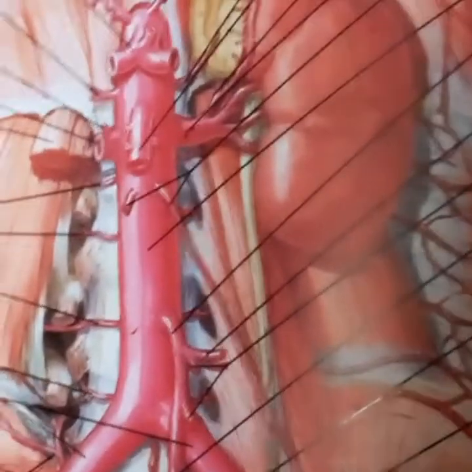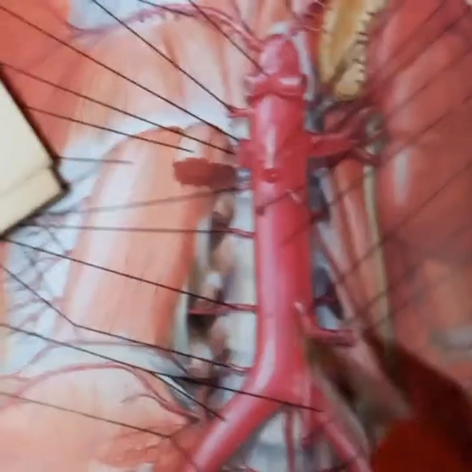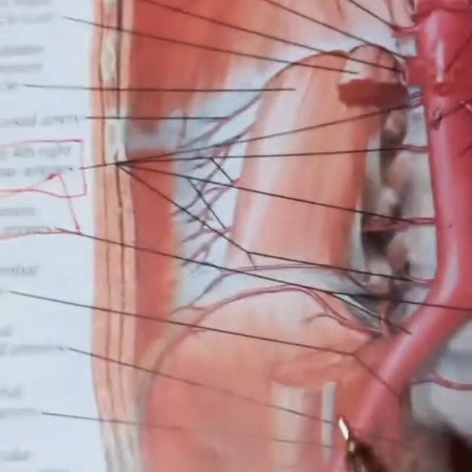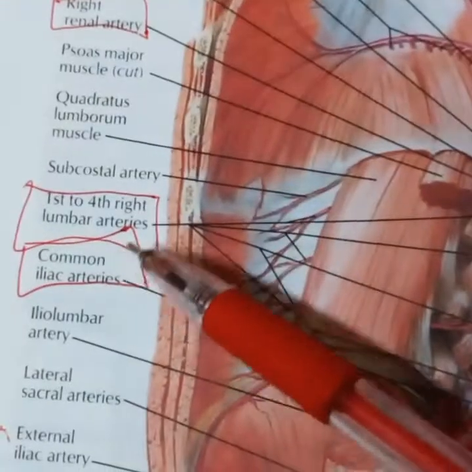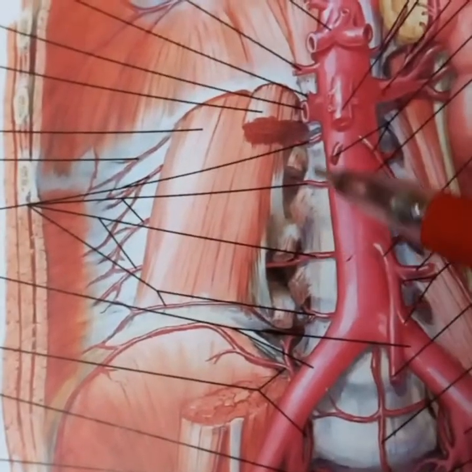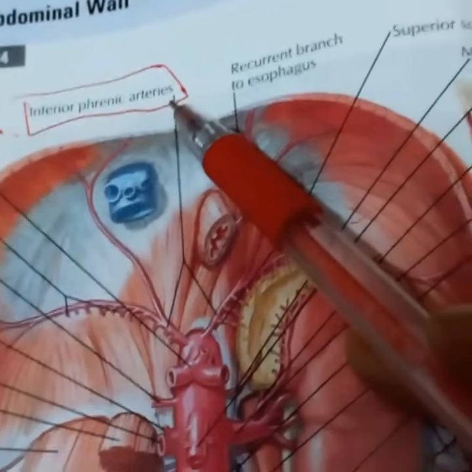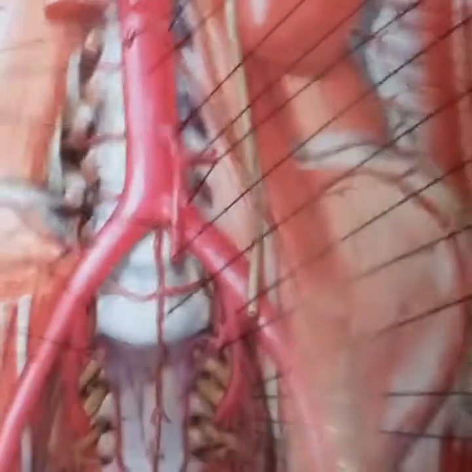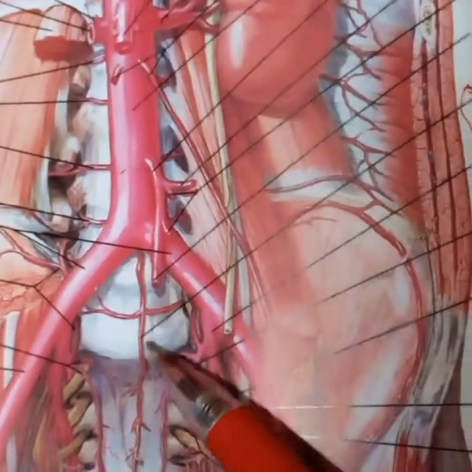Then there are lateral abdominal branches. Lateral abdominal branches are those that supply the walls and abdominal muscles. These are the first four lumbar arteries, 1, 2, 3 and 4, and the inferior phrenic also is a lateral abdominal wall branch. And then the terminal branches are the right and left common iliac branches and the median sacral branch.